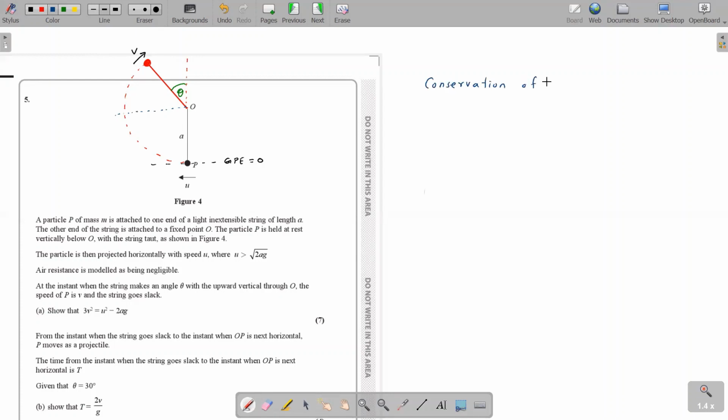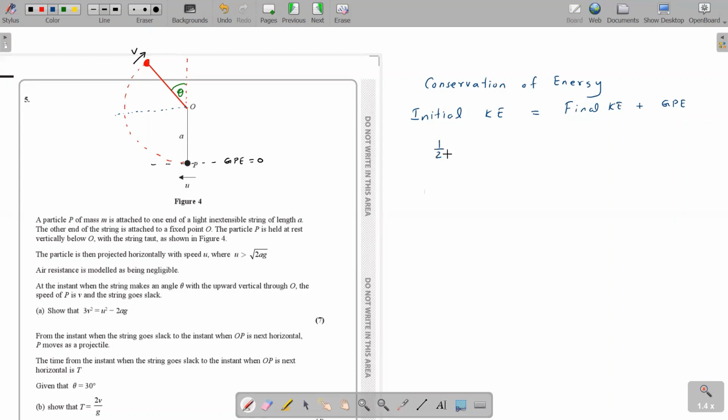Using conservation of energy. What's the energy we have? Energy at the beginning, energy at P is equal to energy at V. So at the beginning, what energy do we have? We have kinetic energy. So initial kinetic energy is equal to what? At the final stage, you have the final kinetic energy and the gravitational potential energy.